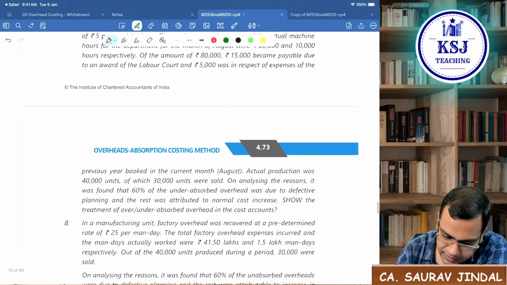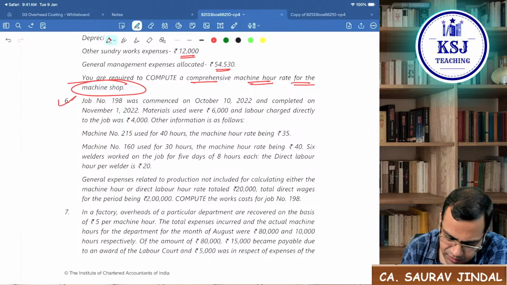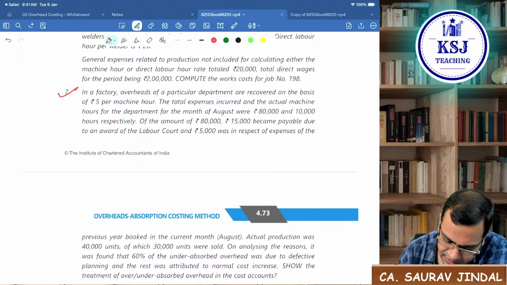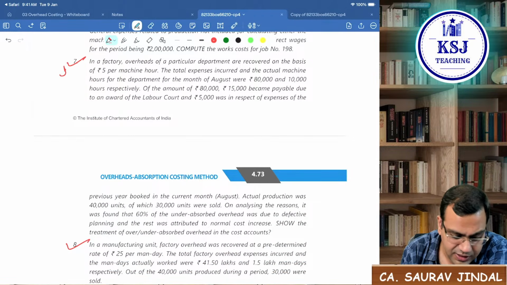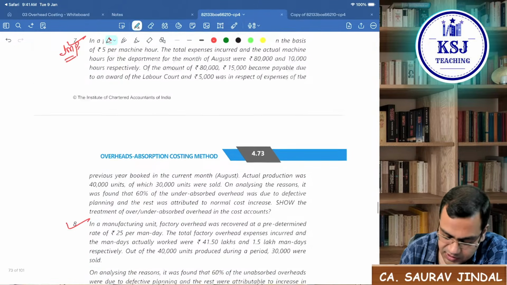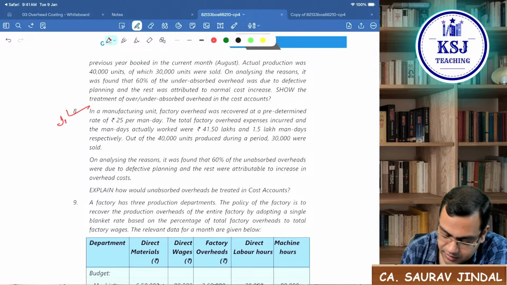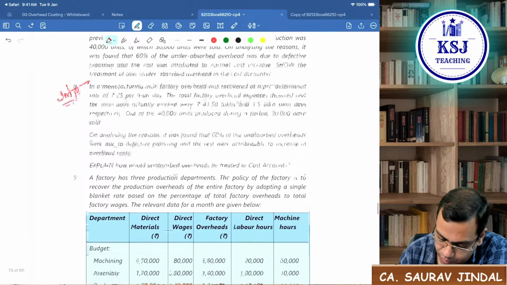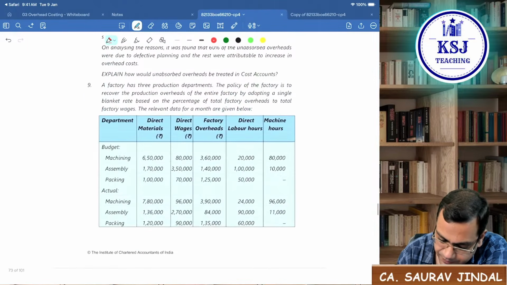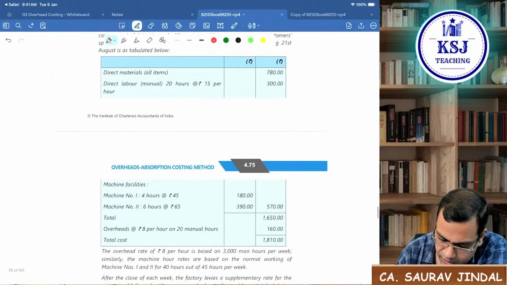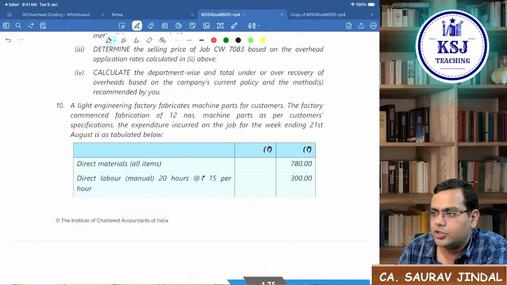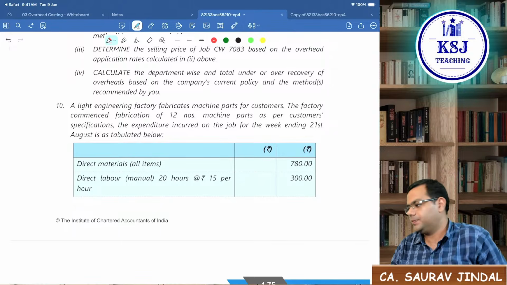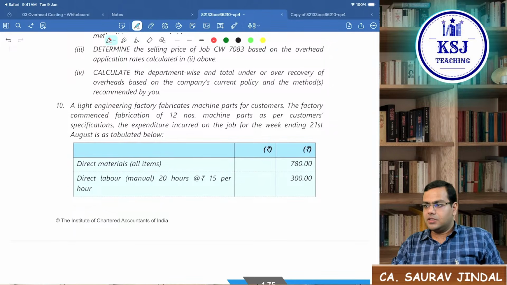Now, the rest, question number 6 is easy, that you would have done. Question number 7 is easy on under and over absorption. Question number 8 is easy, but these are important questions. Question number 7 and question number 8. These are good questions and these are important questions, right? Question number 9 also you can do. Okay, coming to question number 10 for once. Question number 10 we will quickly discuss.